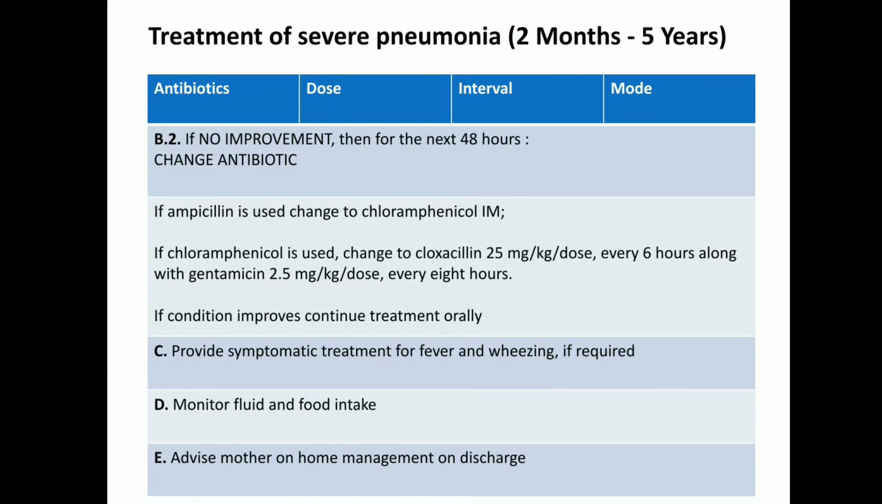So if the condition is improving, you have to change the patient to the oral form, and you have to give symptomatic treatment. If there is fever and wheezing, give treatment whenever required, monitor fluid intake and fluid output, advise the mother and explain home management to the mother after the discharge of the child. This is the treatment of severe pneumonia.